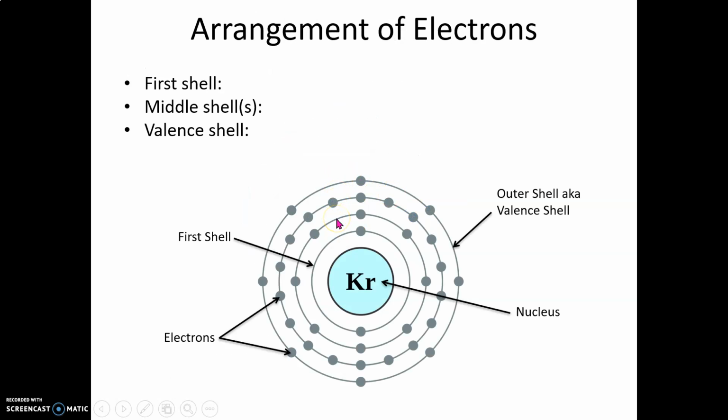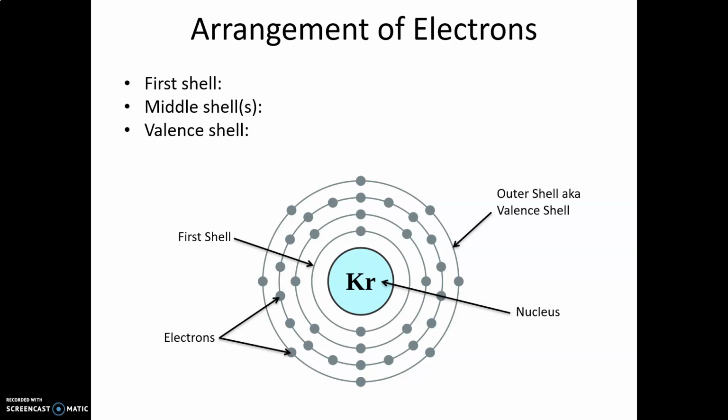Those electrons have a particular arrangement to them, and it's called shells in our case. So the first shell can only hold 2 electrons. Every other shell after that can hold up to 8. So 2 in the first shell, 8 in each middle shell. The last shell, the valence shell, wants to hold 8 because 8 makes it full. But depending on the atom that we're talking about, it might not have 8 in it.